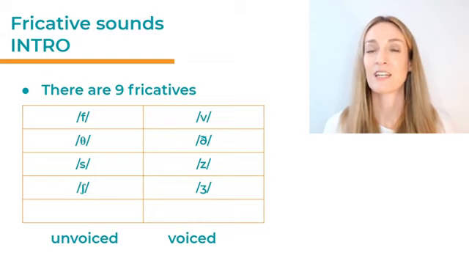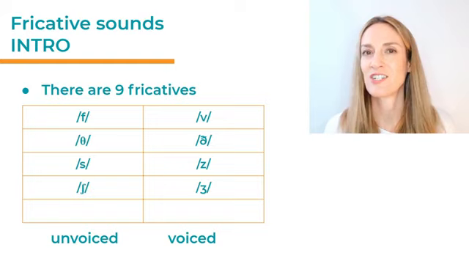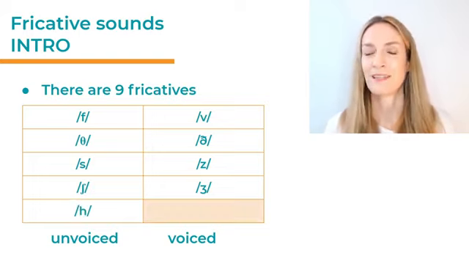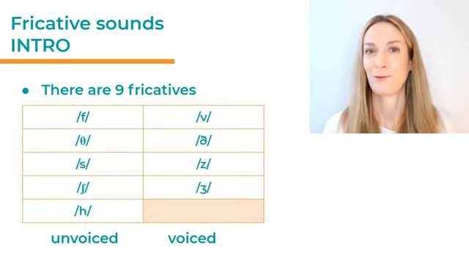Then we have sh and zh, again unvoiced and voiced. So far they were all in pairs of unvoiced, voiced. The last fricative does not really have a partner. It's the unvoiced fricative h, for example in hello, right here, formed in your throat, and it's unvoiced.